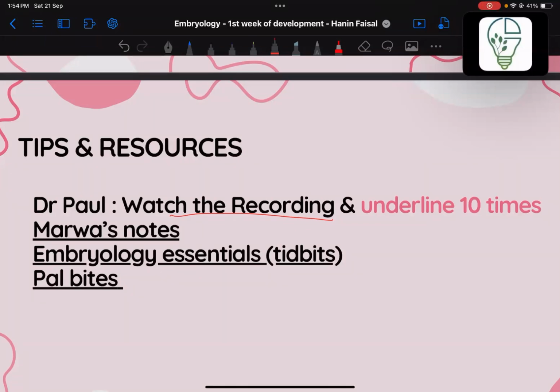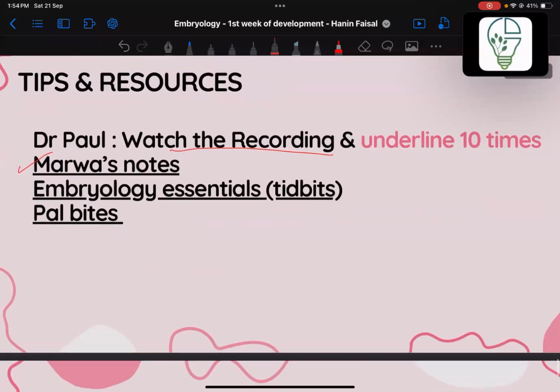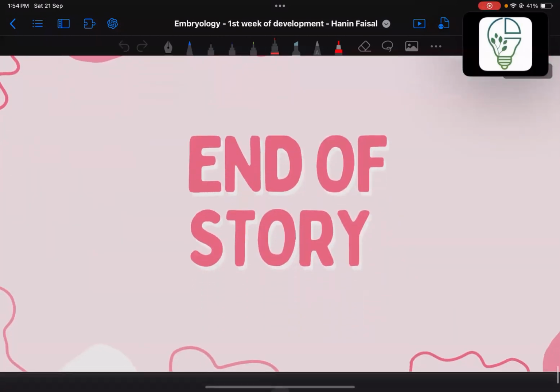It's 100% coming. And I linked for you notes, Marwa's notes. They're amazing, amazing, amazing. I used to study from them for embryo, mashallah. Other than that, there is a booklet D&D released, which is called Embryology Essentials. It's also really nice. And there's a video on a channel which is called Pal Bites. It's also nice. And we're done. We finished the whole lecture.